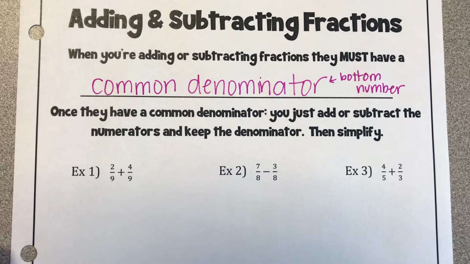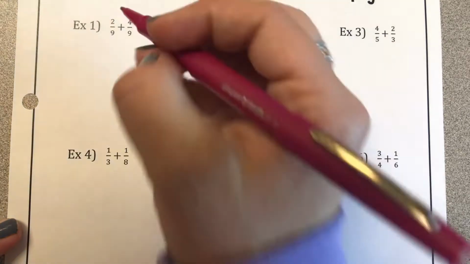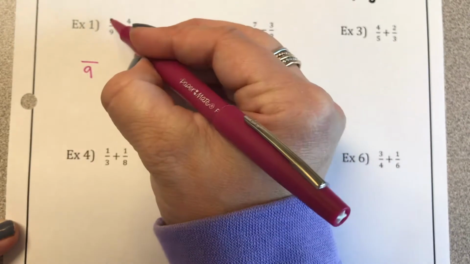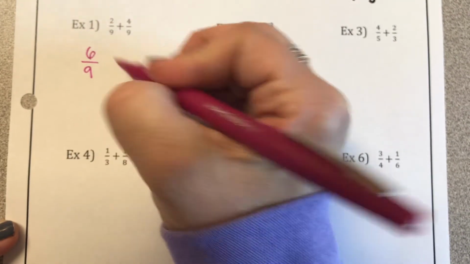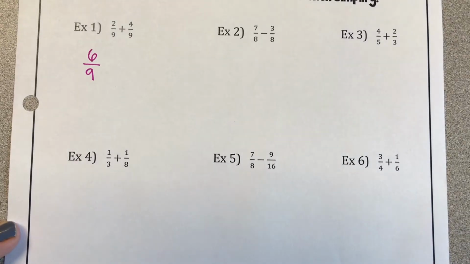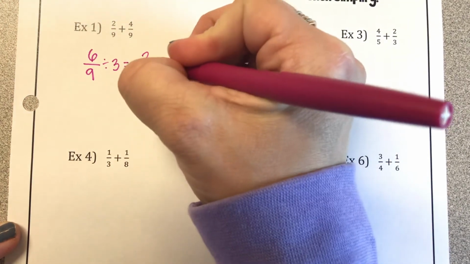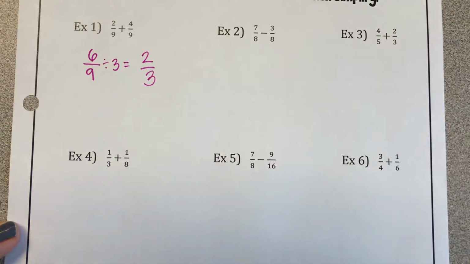Once they have a common denominator, we're going to add or subtract the numerators and keep the denominator, and then simplify. So easy peasy, 2 ninths plus 4 ninths. The denominator stays 9. 2 plus 4 is 6. Now we're going to want to put this in simplest form. 6 and 9 are both divisible by 3, so 2/3 would be my final answer.